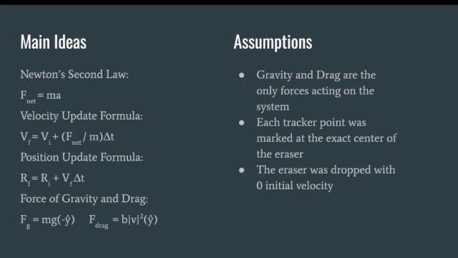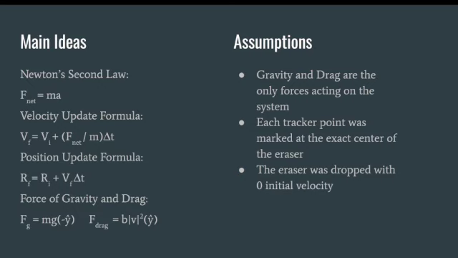We assumed that the only forces acting on the system were the drag force and gravity, which we modeled with the force of gravity being equal to mass times the gravitational acceleration in the negative y hat direction, which we decided to be downwards, and drag being b, which is the drag constant, times the magnitude of velocity squared in the positive y hat direction, which we decided to be upwards.